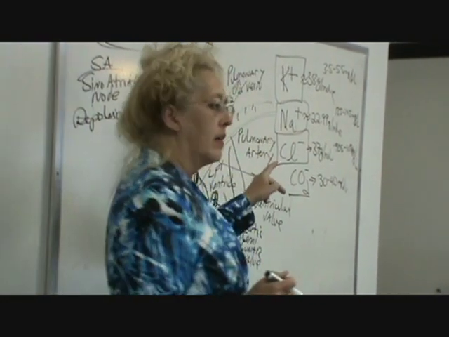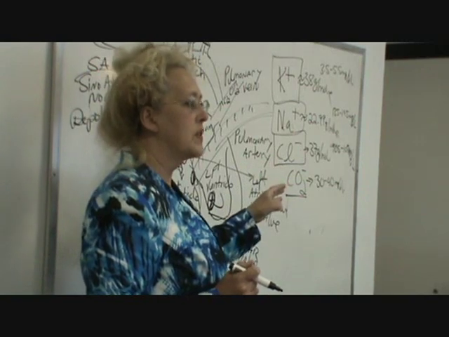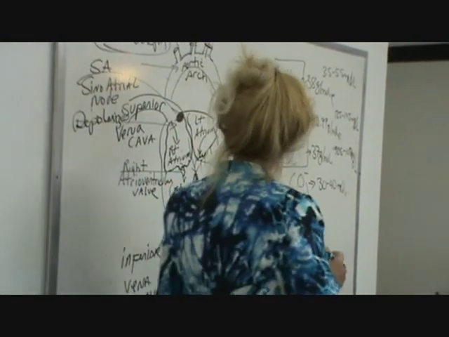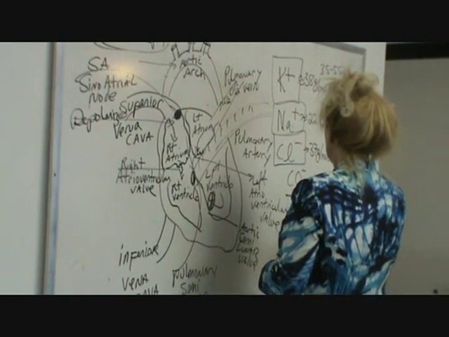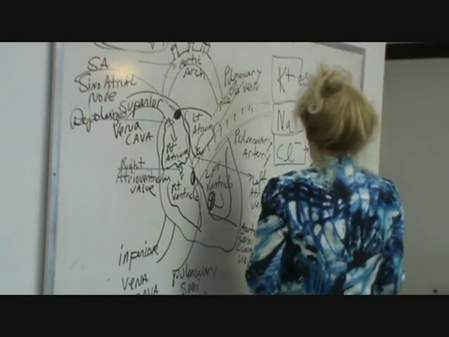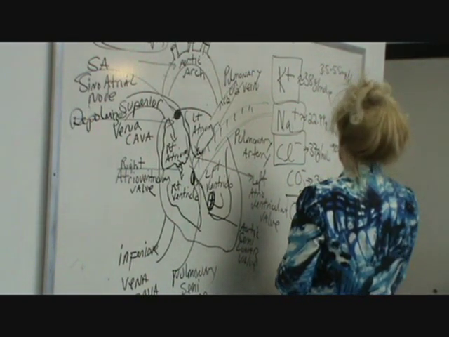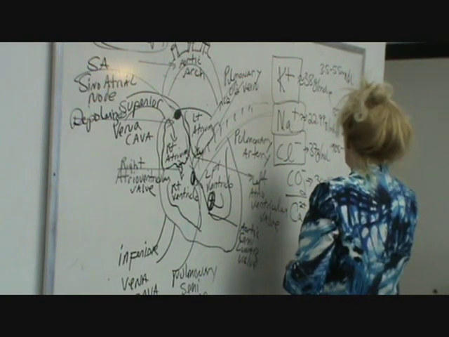There's one other ion that I need to add into this structure of all of these other ions, and that would be calcium. Calcium in our body is about 9 to 11 milligrams per deciliter.